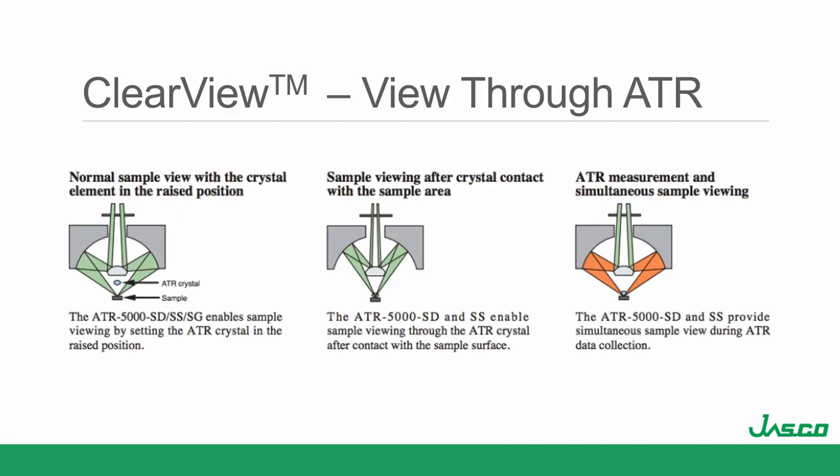Another novelty that JASCO has is the clear view through ATR. So in a normal ATR, the crystal is raised and the light is used to visualize the sample, and then it's lowered to characterize the sample. With the view through ATR, the light is actually focused on the crystal, and you can take an image. So both these steps are happening simultaneously. And of course, you can only do it on clear ATR crystals, so it's on diamond or zinc selenide.